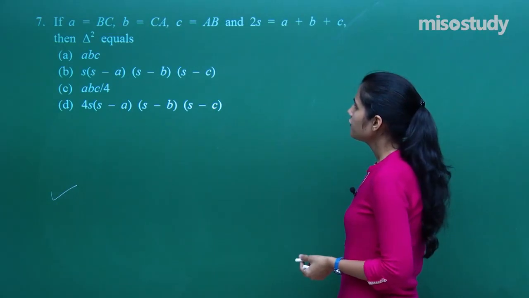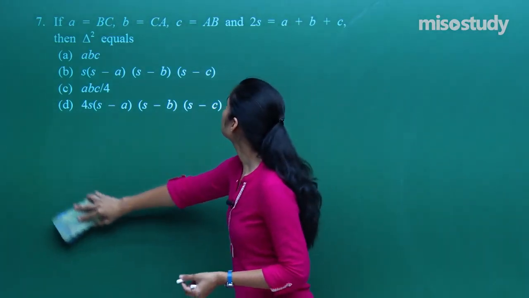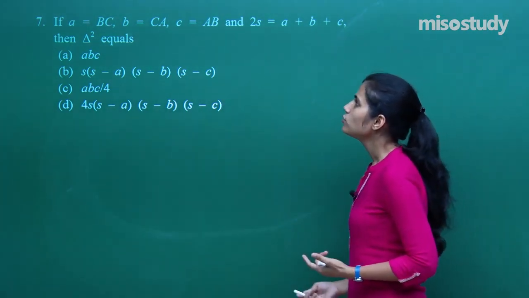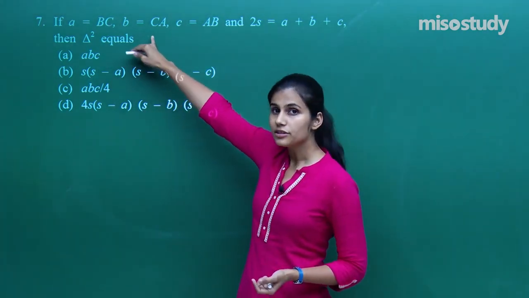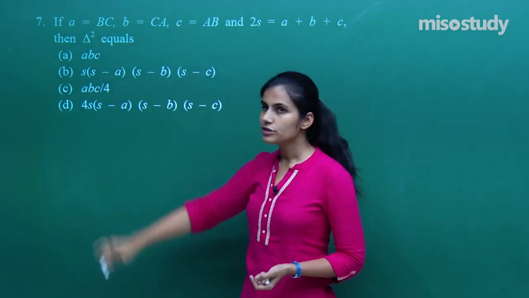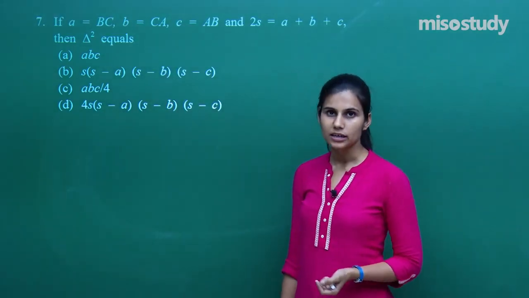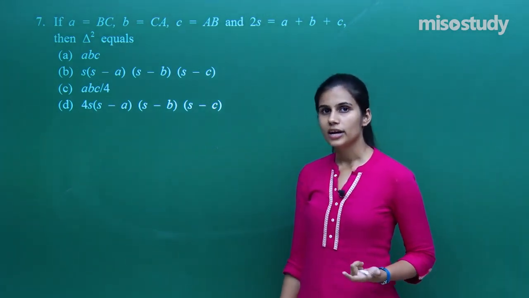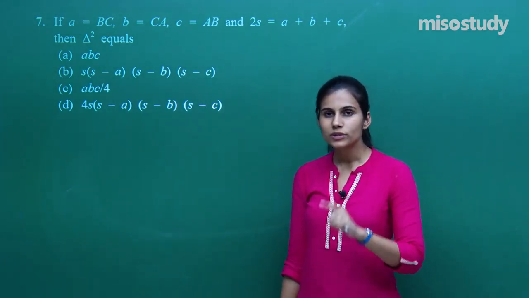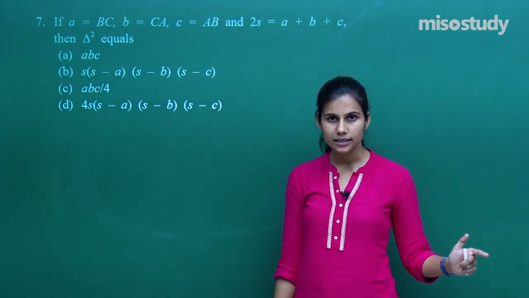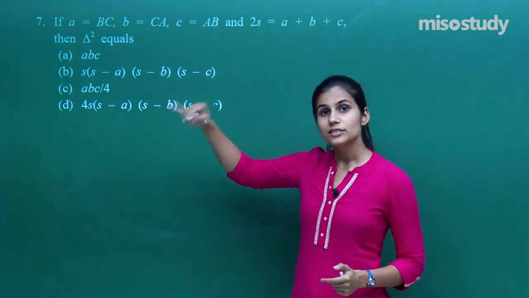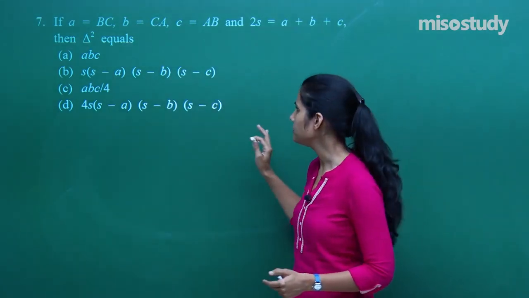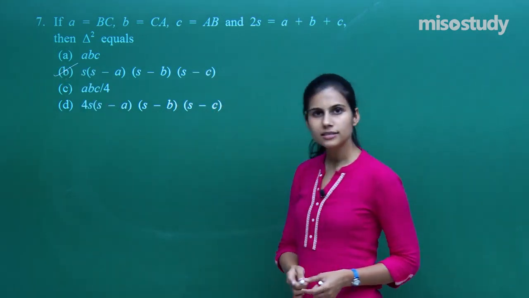Next, if a is BC, b is CA, c is AB and 2s is a plus b plus c, then delta square is equal to what? Now see, we have already done this in the trigonometry chapter, in solutions of triangle, by using Heron's formula. When you are aware of the sides of the triangle, you know the area in terms of the sides, which is under root s, s minus a, s minus b, s minus c. Area is given by delta, so delta square is just s, s minus a, s minus b, s minus c. So we've already done this.